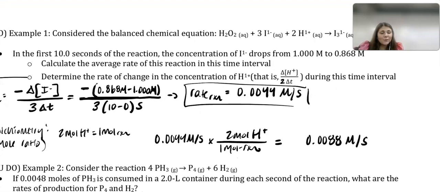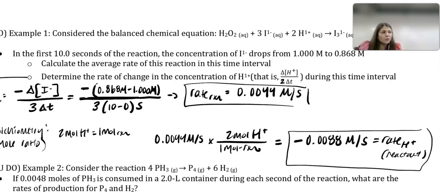Now, please note, this is hydrogen positive. Hydrogen positive is a reactant, so this won't be a positive 0.0088. This will be a negative because it will be a rate of disappearance. Rate of H positive, and this is because it's a reactant, it's disappearing. So we're going to be losing that amount of concentration per that time.